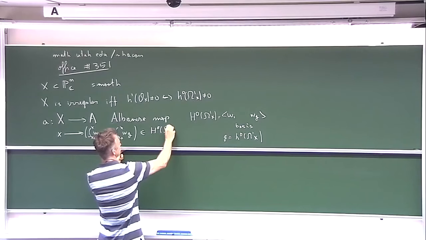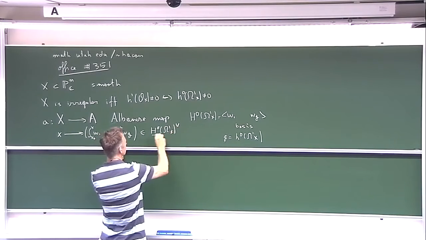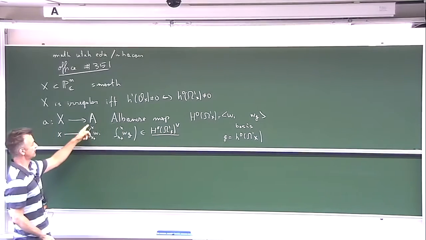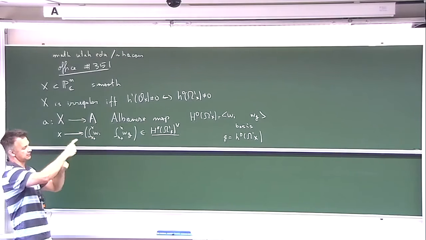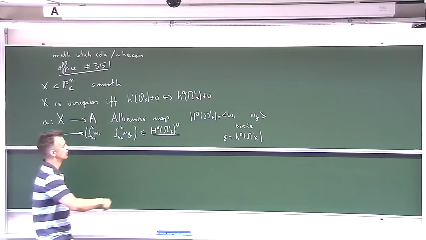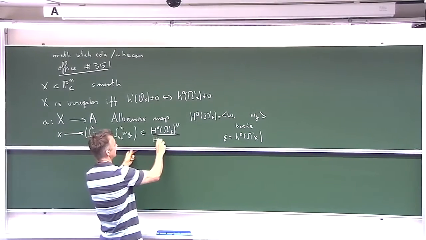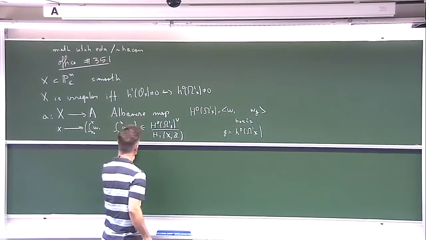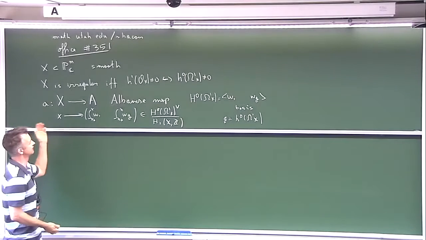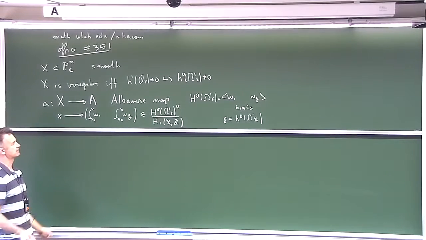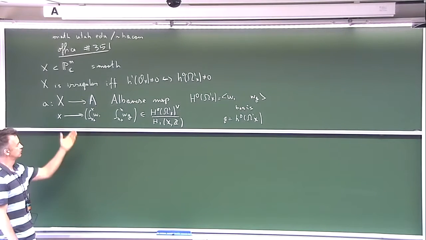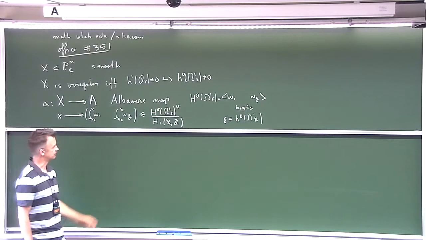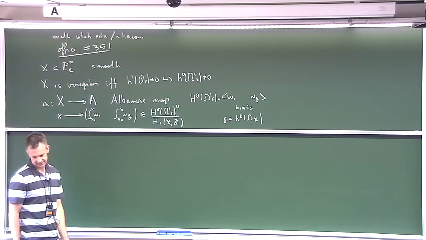Since I'm taking these integrals of holomorphic one forms, I am getting something in, I guess, H^0(Ω^1_X) dual. But these integrals are not well defined. They're only well defined up to closed loops. And so we have to quotient out by H_1(X, Z). So this is a complex torus. Any other map to a complex torus will factor through the Albanese map. So it's universal in that sense.